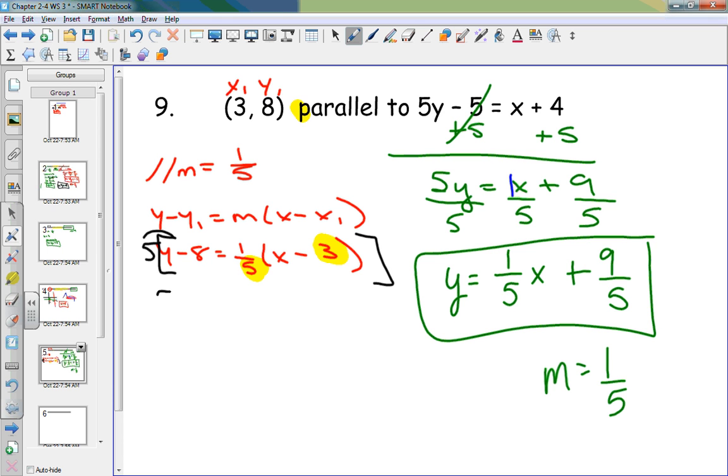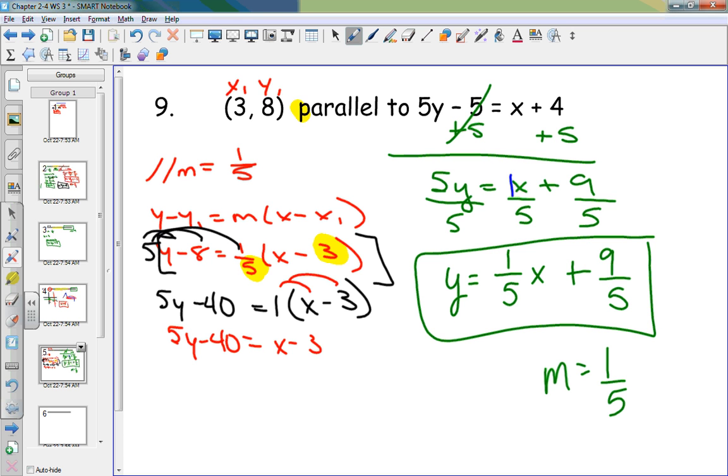So that's going to give me 5y minus 40. What happens to the 5s? They cancel out, and I just drop down the other chunk. Not distribute into the parentheses, correct? Okay, so now what do I do? 5y minus 40 is equal to x minus 3. Do you see that that doesn't change anything there?